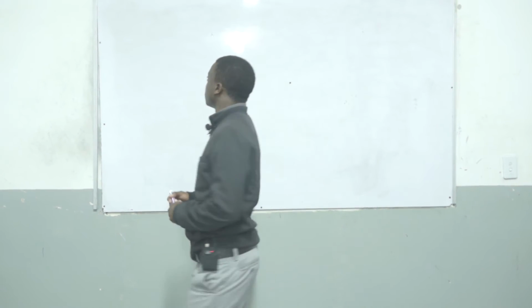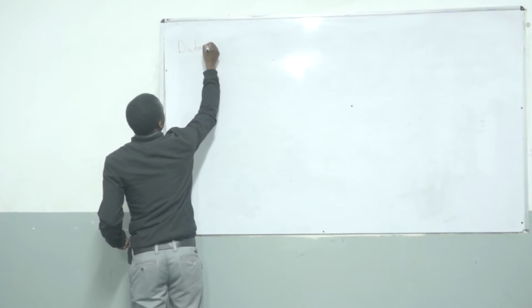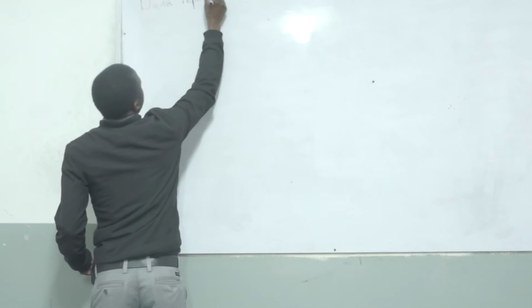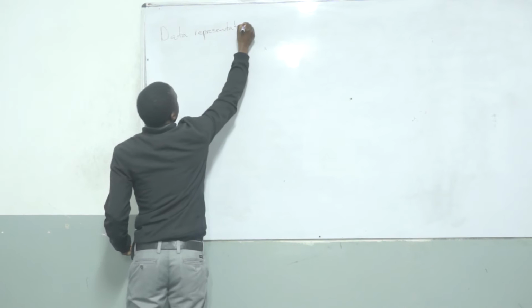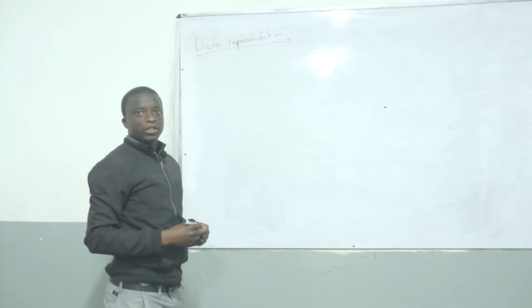Class, today we're going to look at data representation. Last time we said that data has to be collected, represented, and analyzed. So whenever we have data, we want to analyze it. We can represent it in different formats.